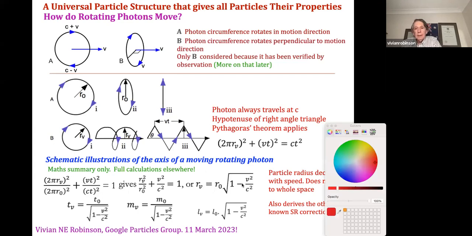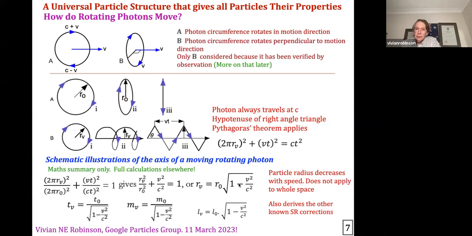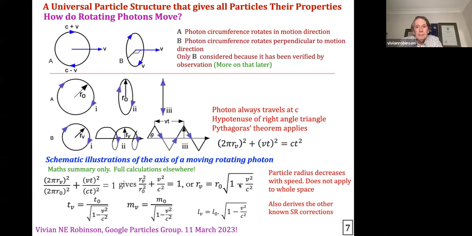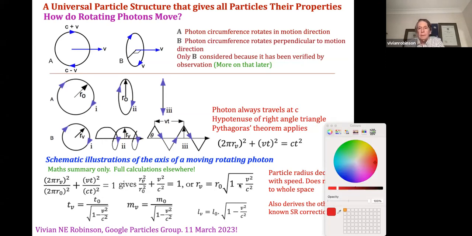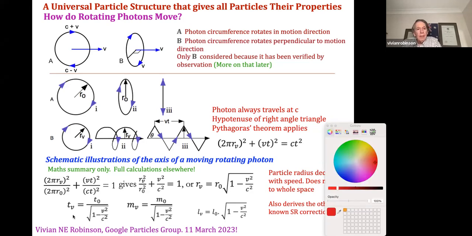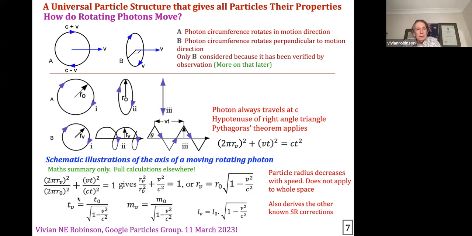A particle's radius does decrease with its speed. It'll be shown later that this has some very interesting consequences for particles. But it's only the radius that decreases, not the rest of space. The same calculations just give you the standard time, mass, and length corrections with increasing speed.